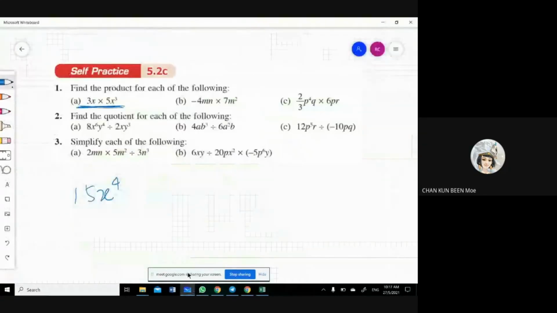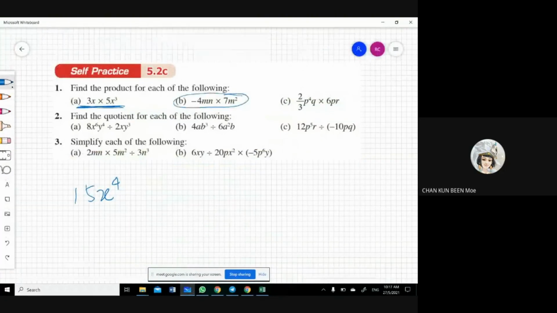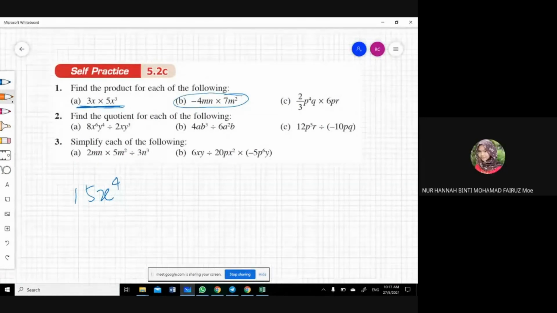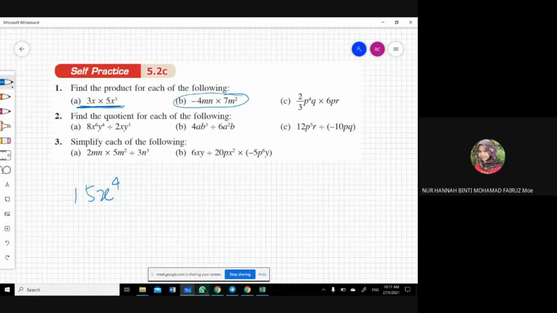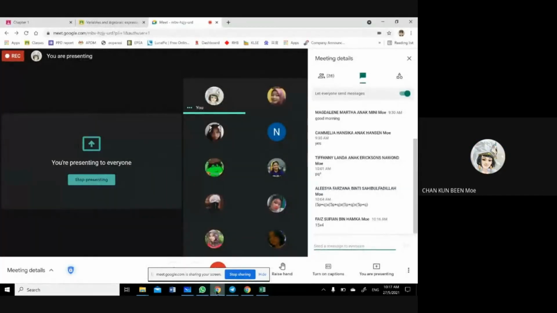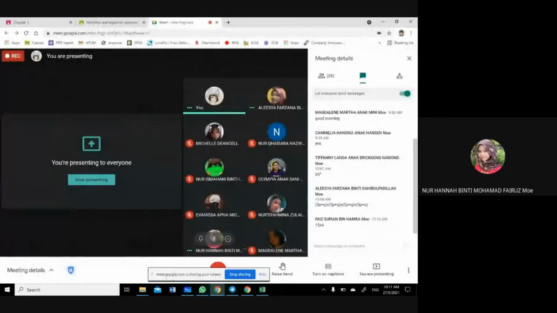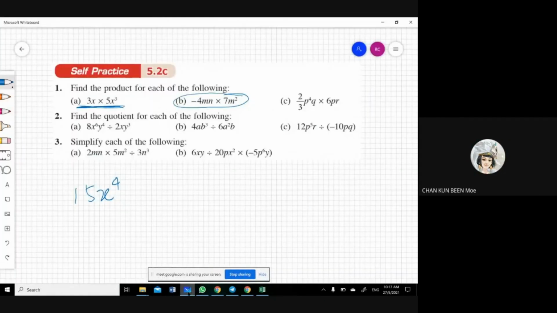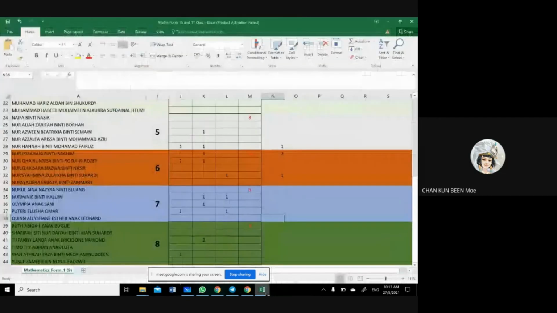Okay, we move on. Second question B, negative 4mn times 7m squared. How much is it? Negative 28m cubed n. Oh, who is that? Hannah. Hannah again? Yes. Okay, Hannah, very good. You understand very well. It is negative 28 m cubed n. Yes, correct. Hannah, another point. Wow. Hannah, so 2 points now.